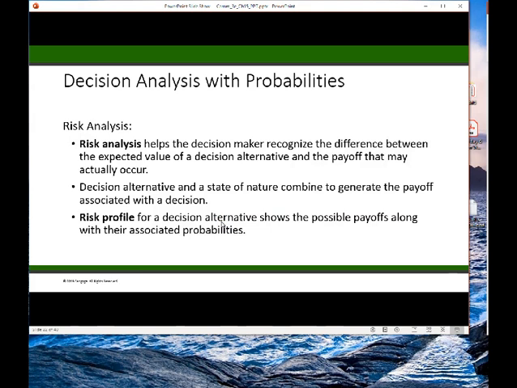So risk analysis helps the decision maker recognize the difference between the expected value of a decision and the actual payoff that occurs. The decision alternative and a state of nature combine to generate the payoff associated with the decision. A risk profile for a decision alternative shows the possible payoffs along with their associated probabilities.